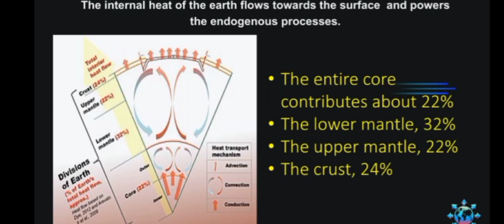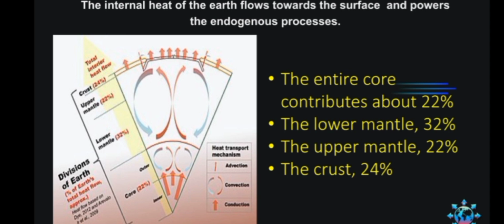The internal heat of the Earth flows towards the surface and powers the endogenous processes. The picture below shows the internal structure of the Earth and the contribution of each layer to the overall heat flow in the entire globe. The entire core contributes about 22%, the lower mantle 32%, the upper mantle 22%, and the crust 24%.